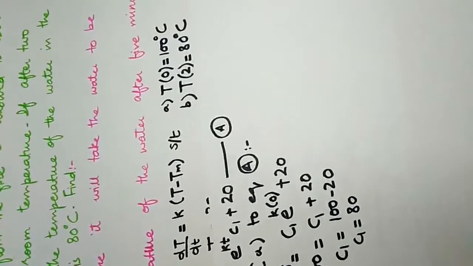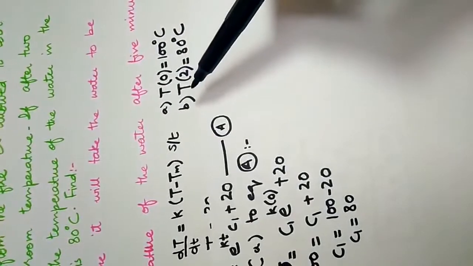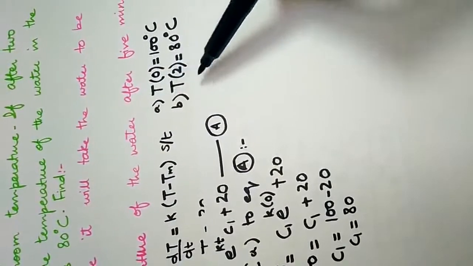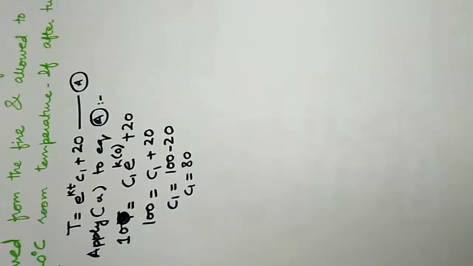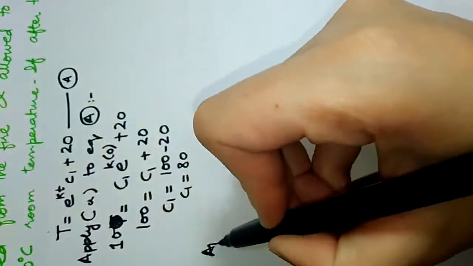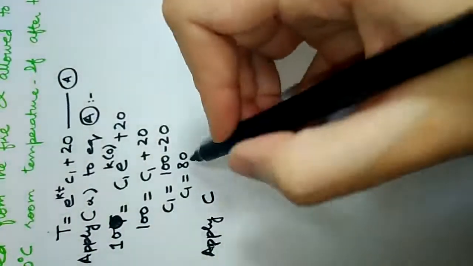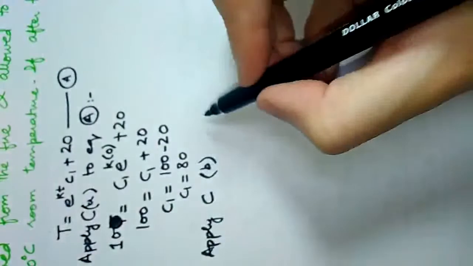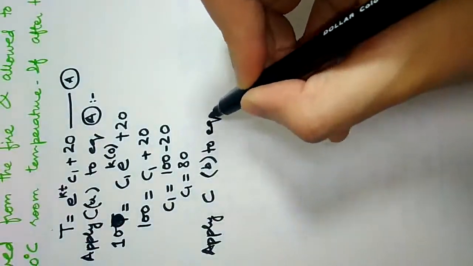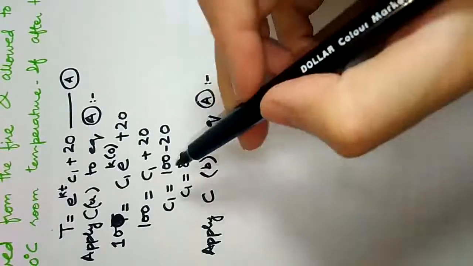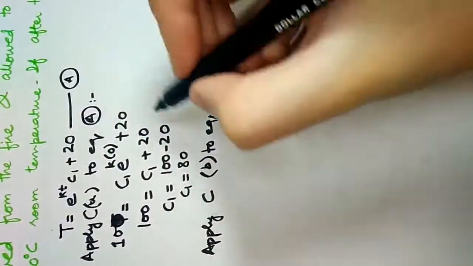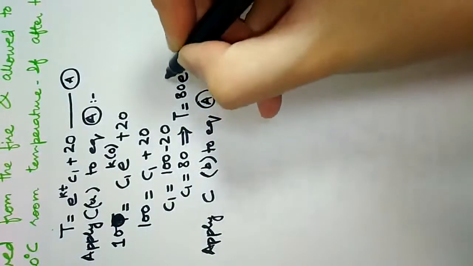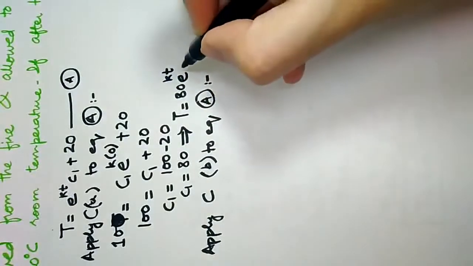Next condition is when time is 2 minutes. Here time is in minutes. So when it is 2 minutes, the temperature is 80. So apply condition B to equation A. I am replacing the value of c1 in equation A. So T is 80 e to the power k into t plus 20.